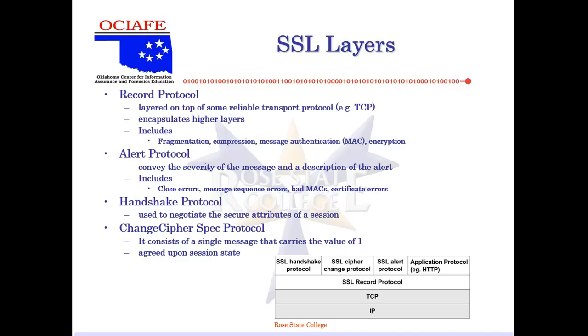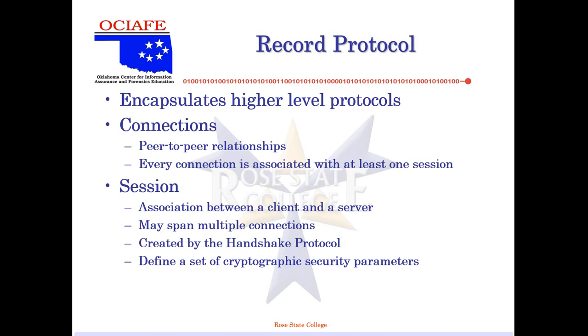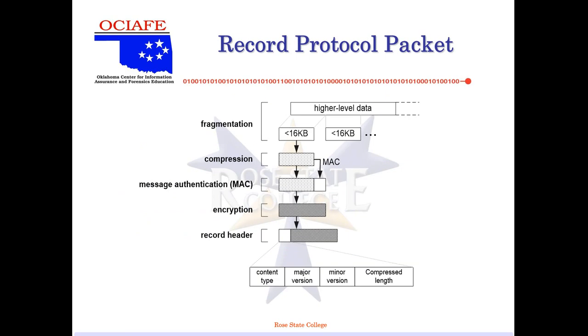And it's agreed upon during the session state. So what is a record protocol? Well, a record protocol encapsulates everything from the higher level. It is connection oriented, so it provides that TCP or IP based connection. And you have that one session at least with each computer, the client or the server. You can have multiple connections, you can have one connection. You have to have at least one for it to be a record protocol.